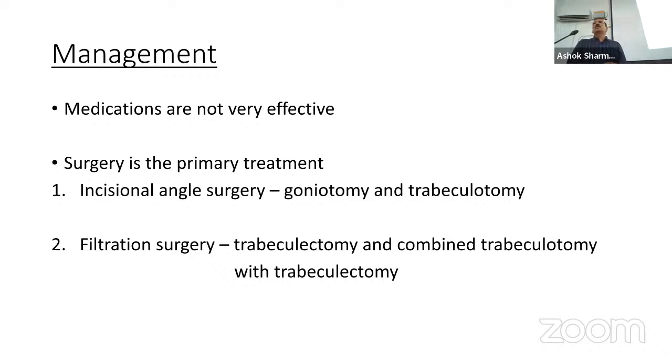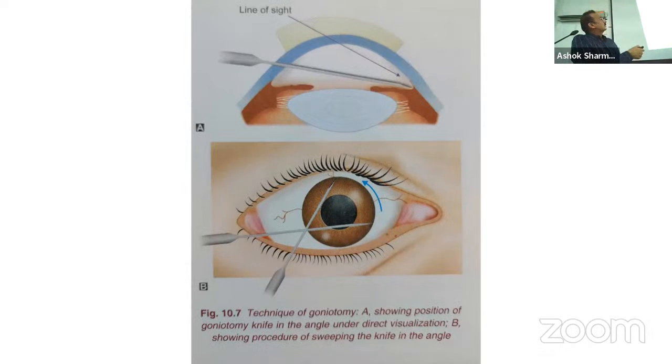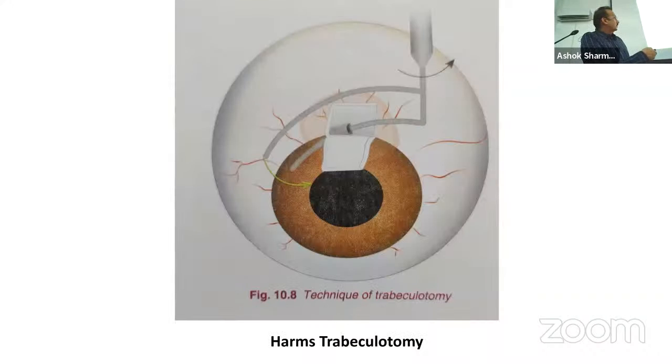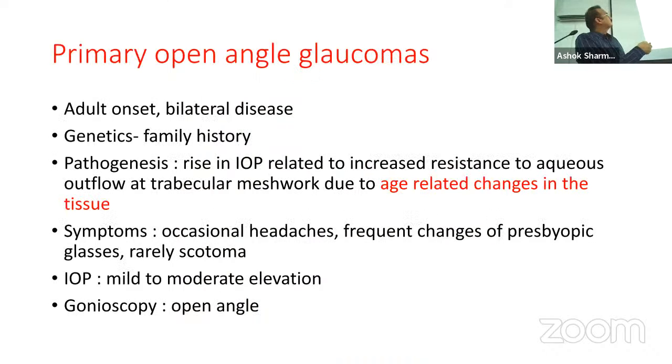So in congenital glaucoma, what could be the management? I said there is some angle anomaly, it has to be corrected. So surgery is to be done. Either we can do incisional angle surgery, goniotomy or trabeculotomy, right? Or we do filtration surgery, right? I will not go into the details of all these surgeries. The upper one is goniotomy. With a knife, we are slitting the angle, we're trying to remove any membranes over there. Again, trabeculotomy: we put the instrument in the trabecular meshwork and try to bring it into the anterior chamber by breaking the trabecular meshwork.